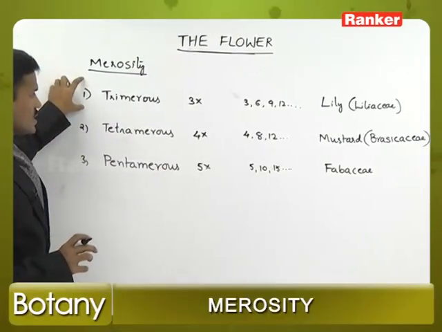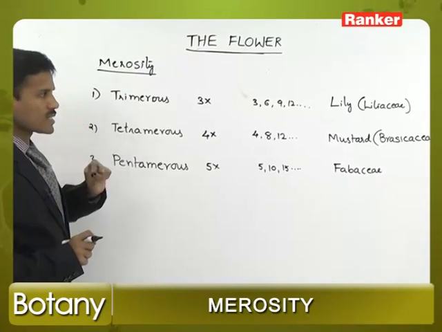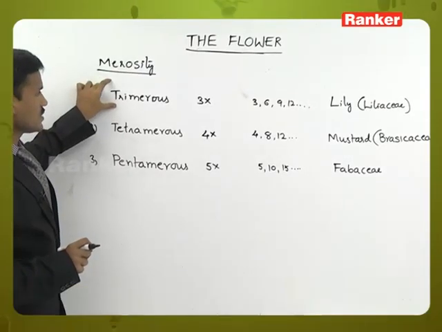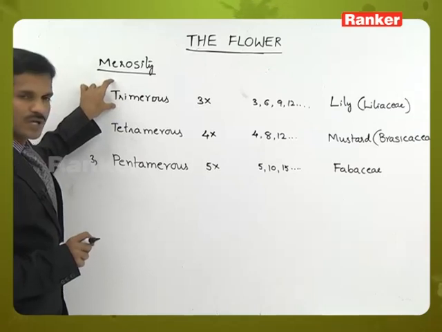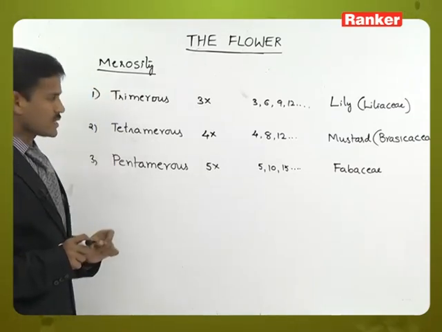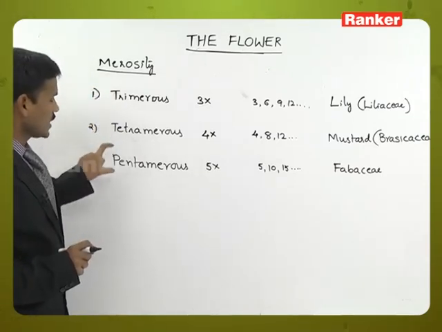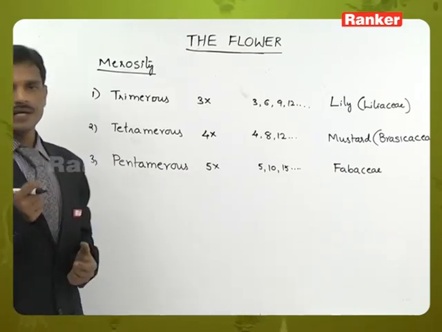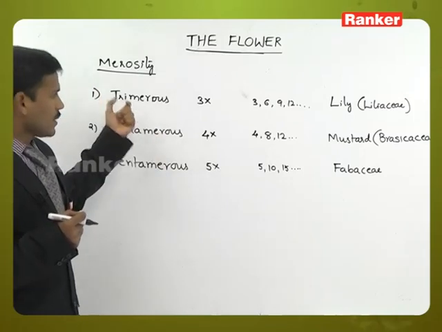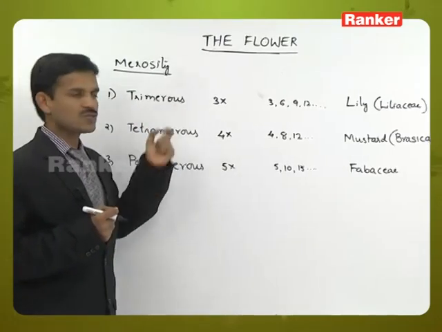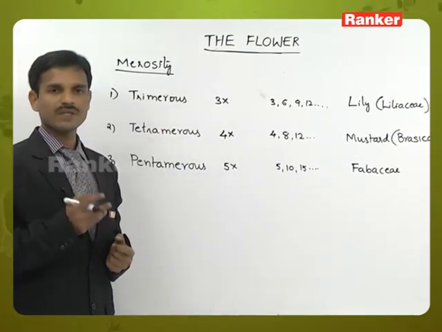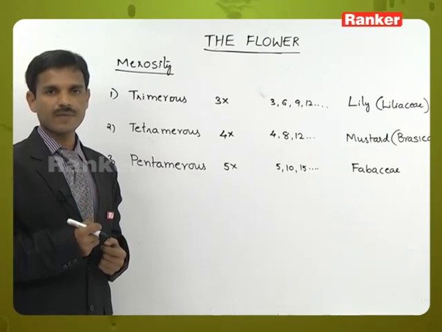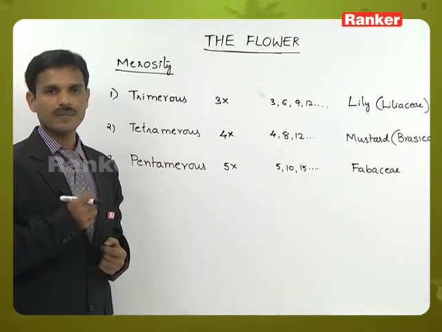So trimerous flowers are observed in monocot plants. It is a characteristic feature observed only in monocot plants. Tetramerous and pentamerous flowers are observed in dicot plants. So based on the number of floral leaves in each whorl, the flowers are of 3 types: trimerous, tetramerous, pentamerous flowers.